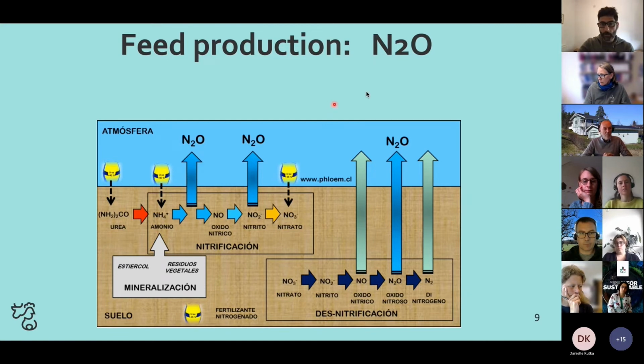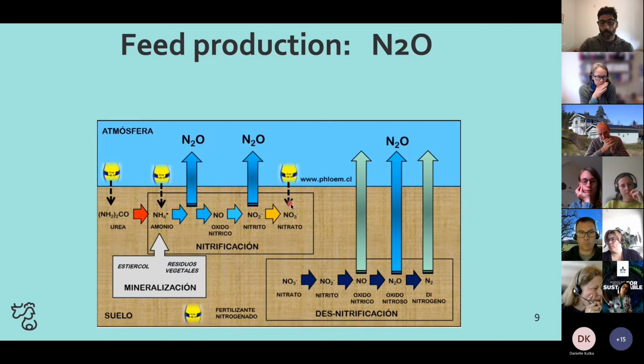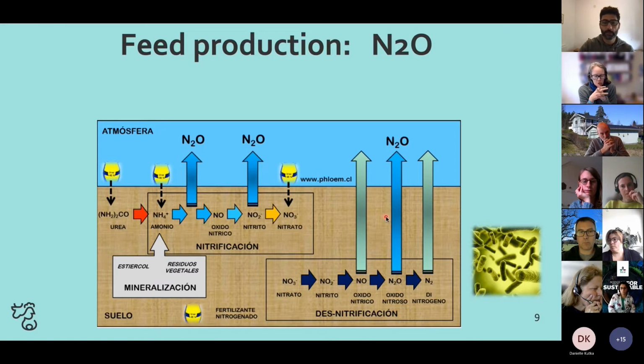So we know that for nitrous oxide, we can use different kinds of fertilizers to provide nutrients to the plants in the soil, and this could be either urea, ammonia, or nitrate. And there are microbes in the soil that can convert this urea and ammonia into nitrate, or nitrate into nitrogen, through different processes called nitrification and denitrification. But in a sense, in these processes, N2O is produced and emitted to the atmosphere, and that can be from either synthetic fertilizers or from manure.